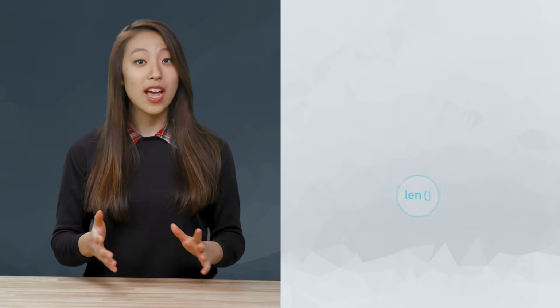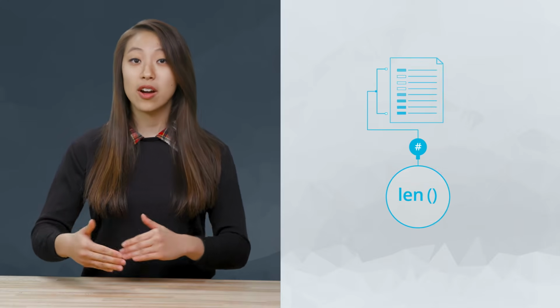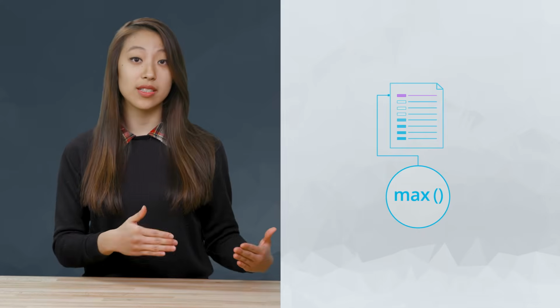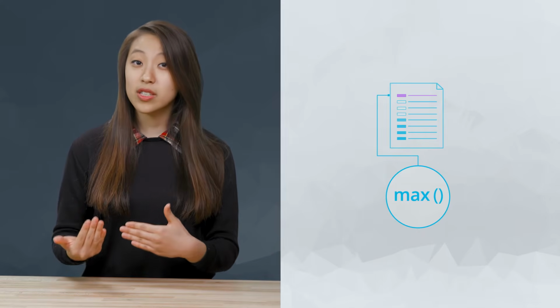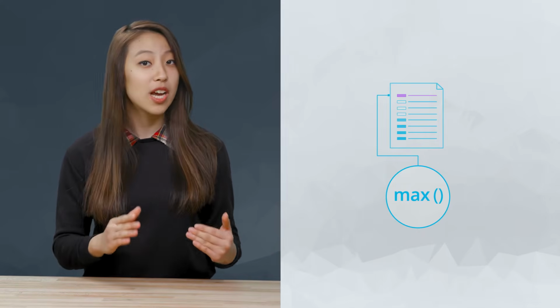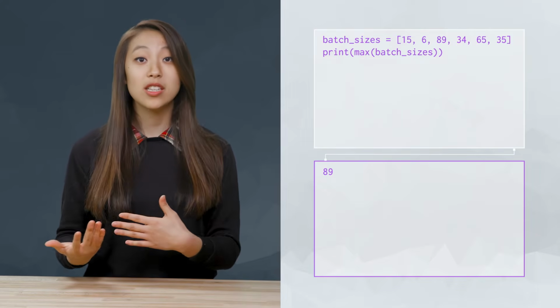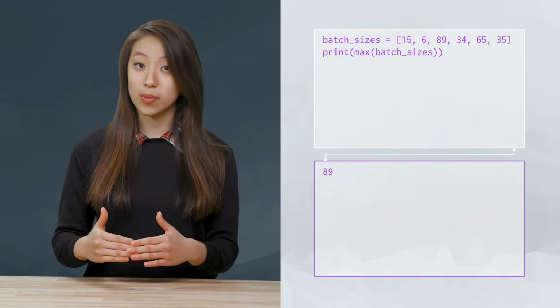While you experiment with lists, there are some useful functions you should get familiar with. Len returns how many elements are in a list. Max returns the greatest element of a list. How the greatest element is determined depends on what type of objects are in your list. The maximum element in a list of numbers is the largest number.